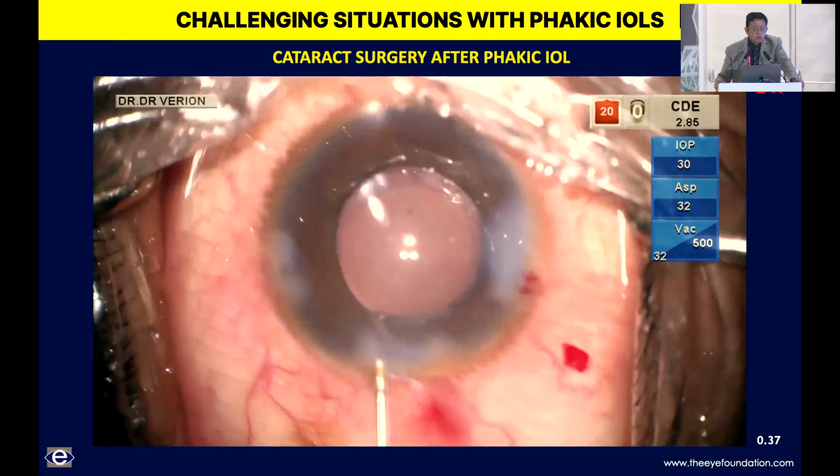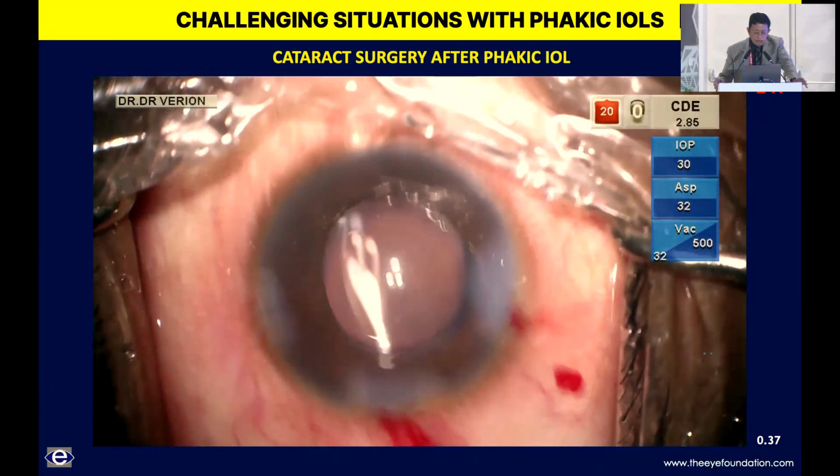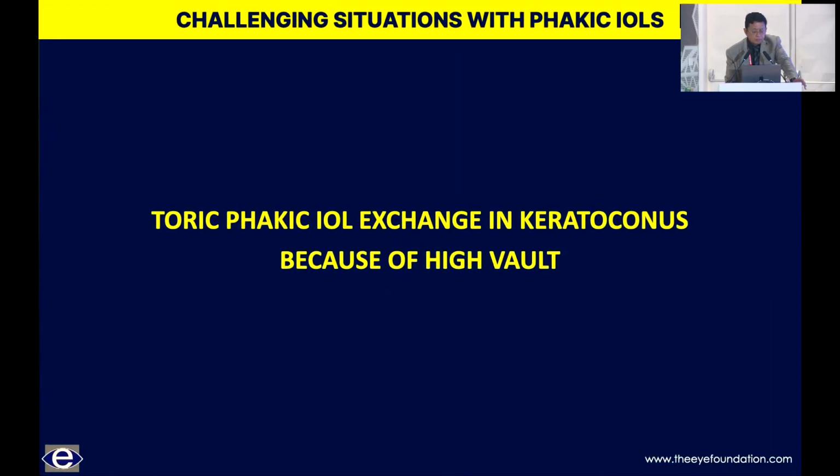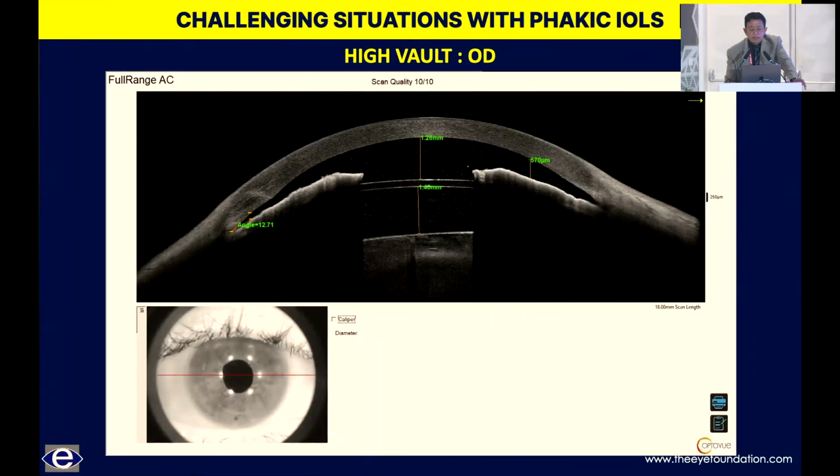And here, because most often these are highly myopic eyes, you need a good overlap of the lens optic over the excess. Otherwise, the IOL power calculation itself is no different from what you will conventionally do. And this is a case of an extremely high vault. As you can see here, the vault is almost 1.4 millimeters, and the AC depth is 1.2 millimeters. Even more importantly, the angles are just about 12 degrees. Obviously, this angle is going to get zipped up if I do not do something about it.